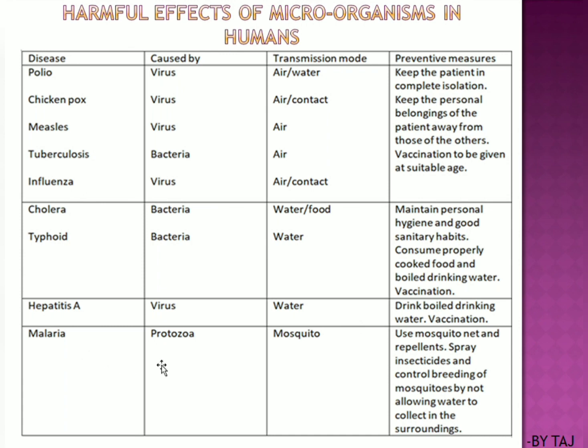Next, malaria is caused by protozoans spread through mosquitoes. Use mosquito nets and repellents, spray insecticides and control the breeding of mosquitoes by not allowing water to collect in the surroundings. So these are some of the harmful effects of microorganisms in humans.